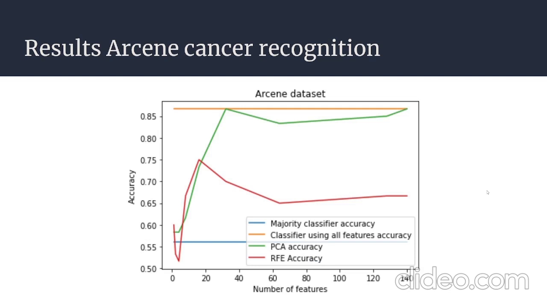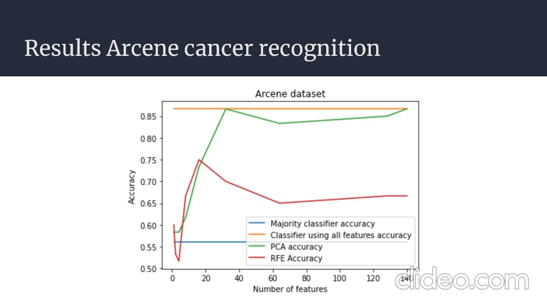We also have the Arsine data set. The majority classifier put us at 56%, and using all of the features was around 87%. Then PCA was able to achieve this accuracy of 87% using only 32 features, and RFE was able to achieve an accuracy of 75% using 16 features.